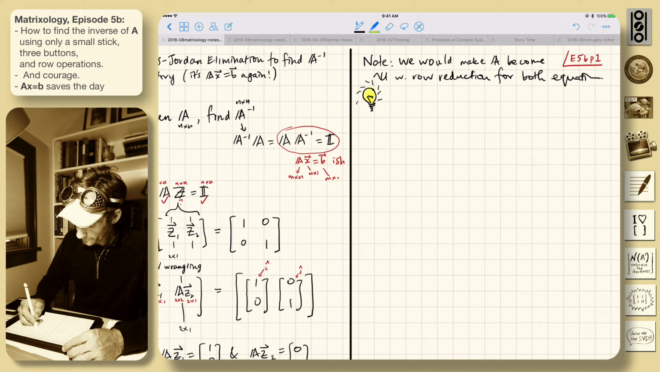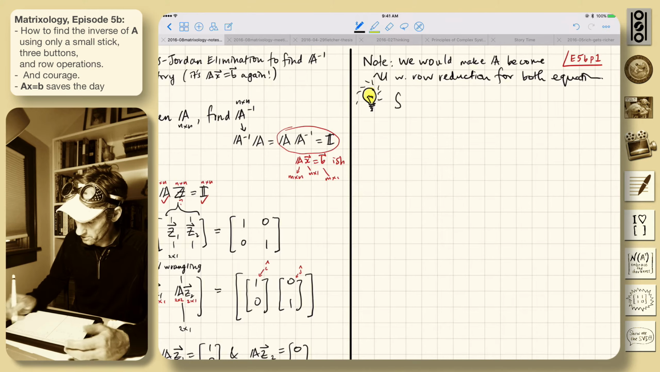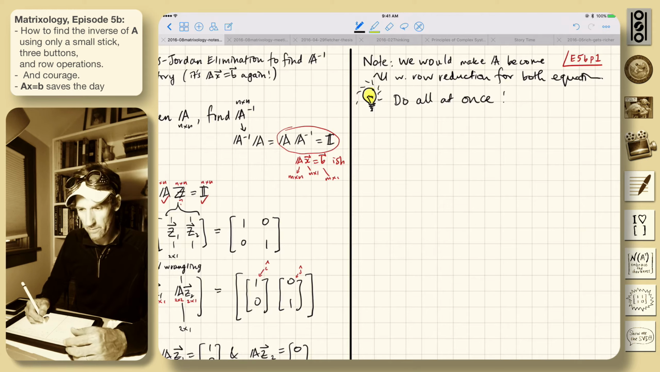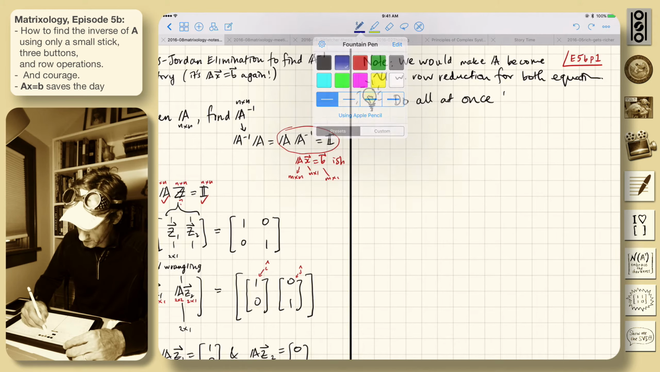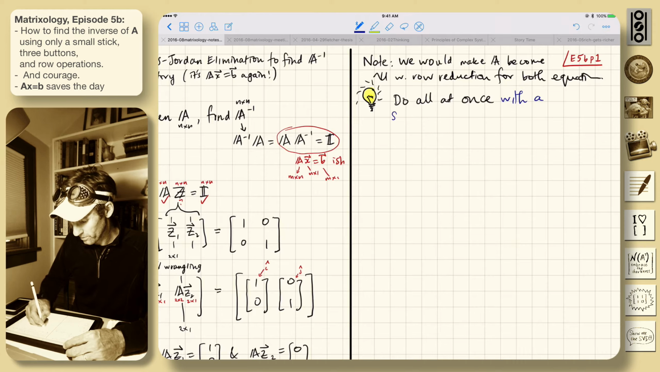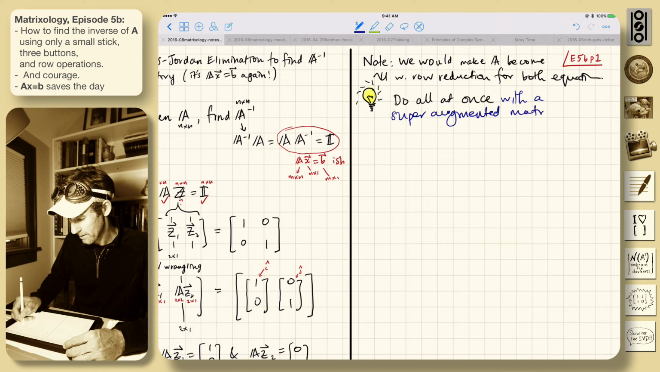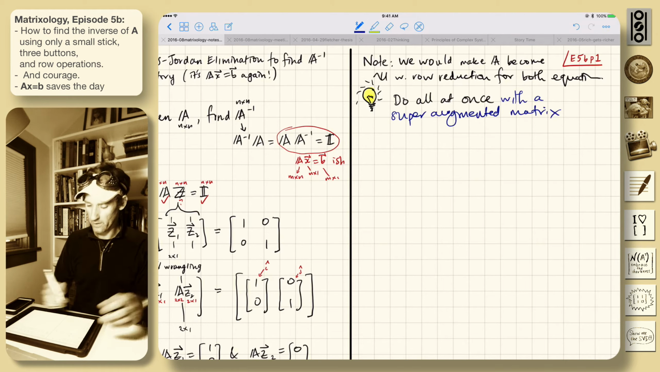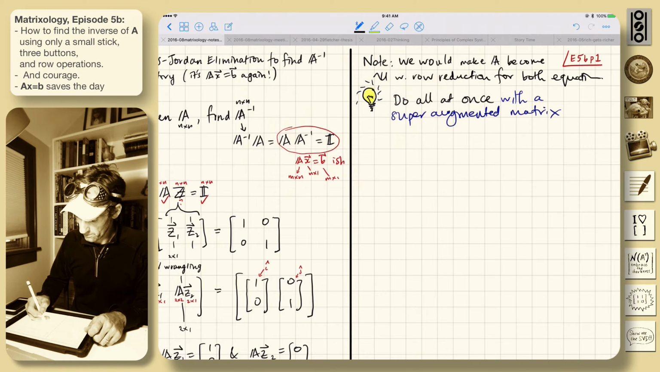We have a light bulb, and we say, let's just solve it all at once. When we get to elimination matrices in a little bit, we'll see this is even better. So with a super augmented matrix, I don't know if that's really the right term, but there you go. Instead of solving each one individually, with a little augmented matrix here and another one here, we'll do it like this.